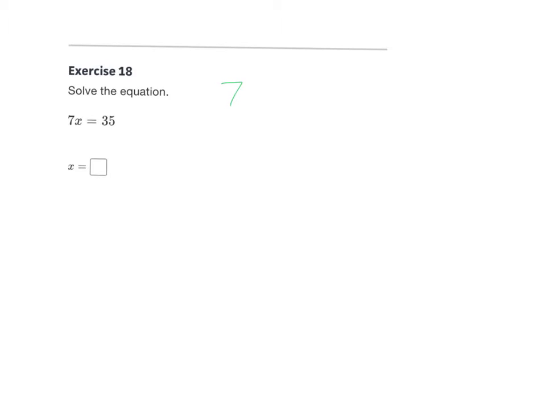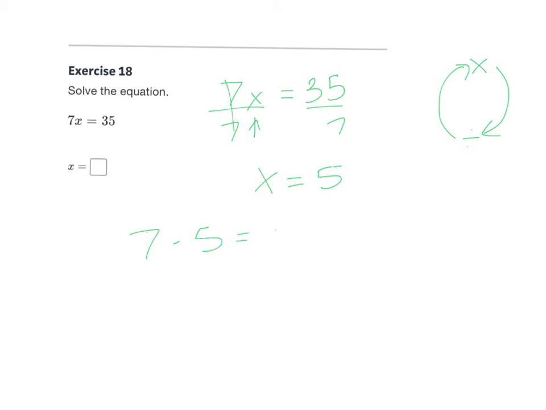So I've got 7x is equal to 35. In order to get this x by itself, I have to do the inverse of multiplying by 7. The inverse of multiplication is division. And so I'm going to divide both sides by 7. I get x is equal to 5. To check it, you'd have 7 times 5 is equal to 35. 7 times 5 is 35. And so my check is done and I did it correct.